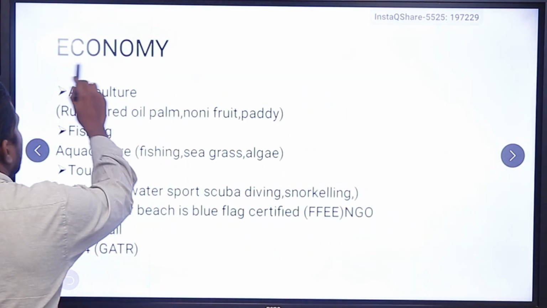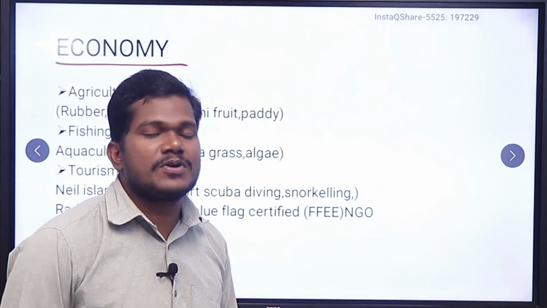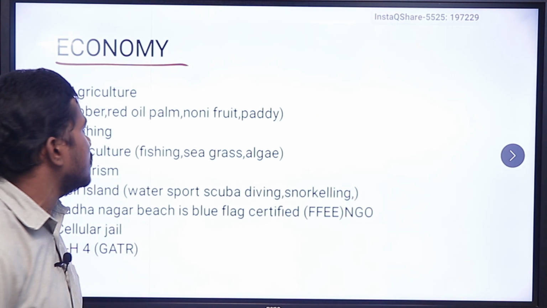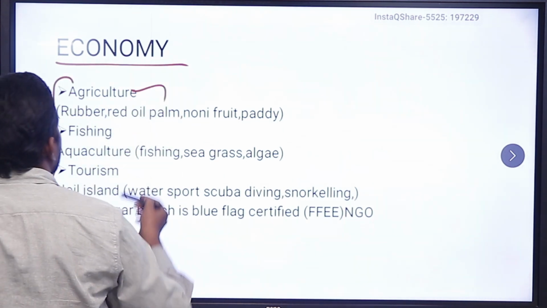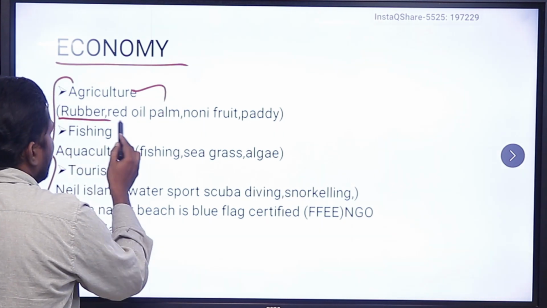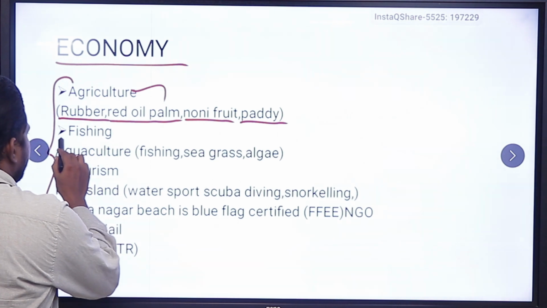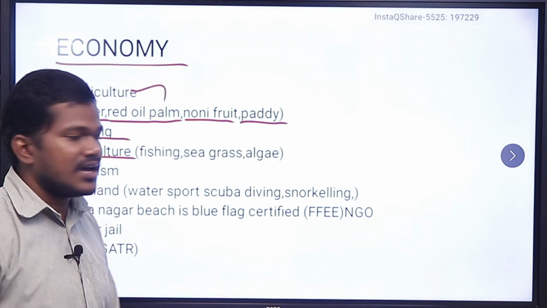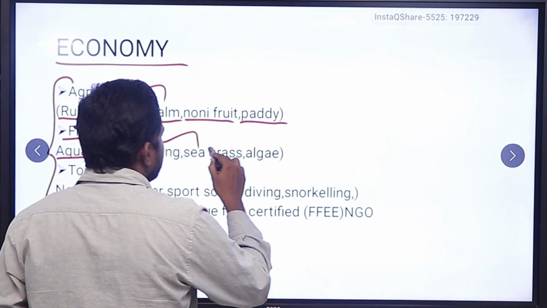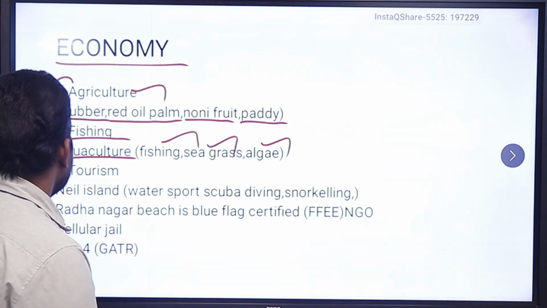Then the economy of Andaman. The economy of Andaman is still at a primitive stage. It's not a developed one. Their major economy revolves around agriculture, including rubber, red oil palm, noni fruit and paddy. In fishing, aquaculture is more famous here, where they are growing seagrass and algae, and they are exporting to foreign countries.